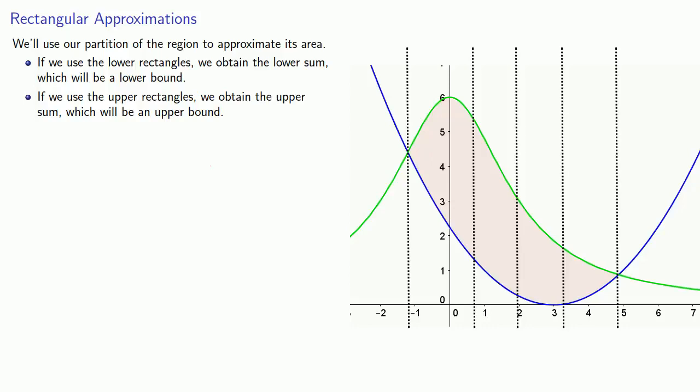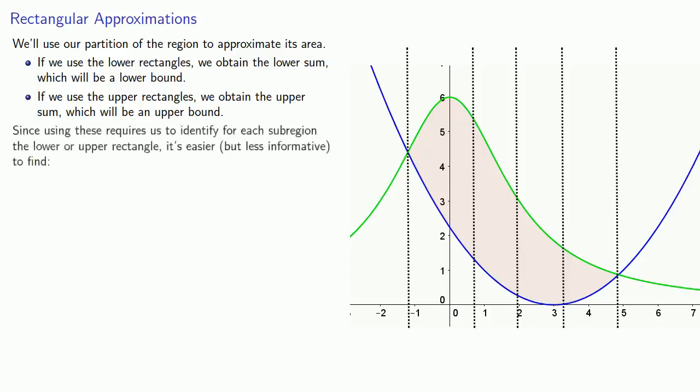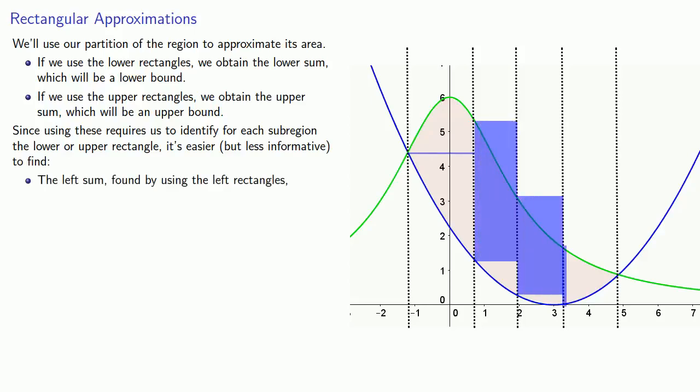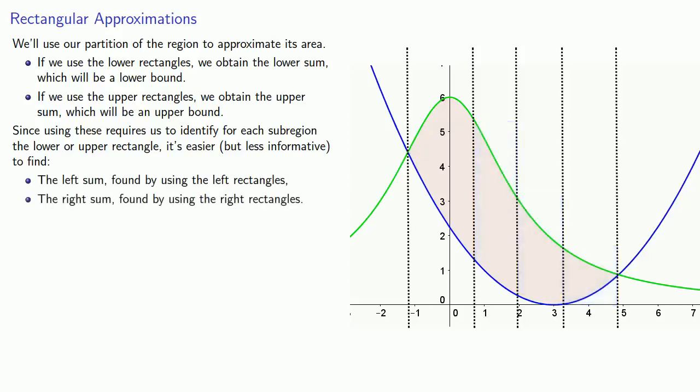We'll take another step that'll make our lives easier. Since using either the lower rectangles or the upper rectangles requires us to identify for each subregion the lower or upper rectangle, it's easier, but somewhat less informative, to find the left sum, found by using the left rectangles, and the right sum, found by using the right rectangles. We'll take a look at these next.